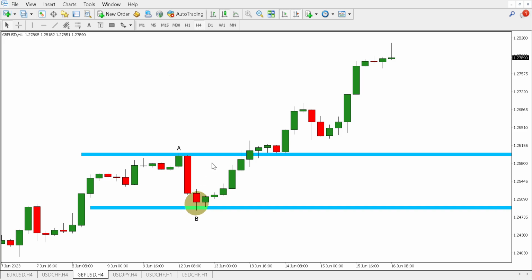So we are going to need to go all the way to our M15 now. It might be M15, might be M5. It depends on how much of a high volume trader you are. Because now from point B, we are going to start to chase the trade.